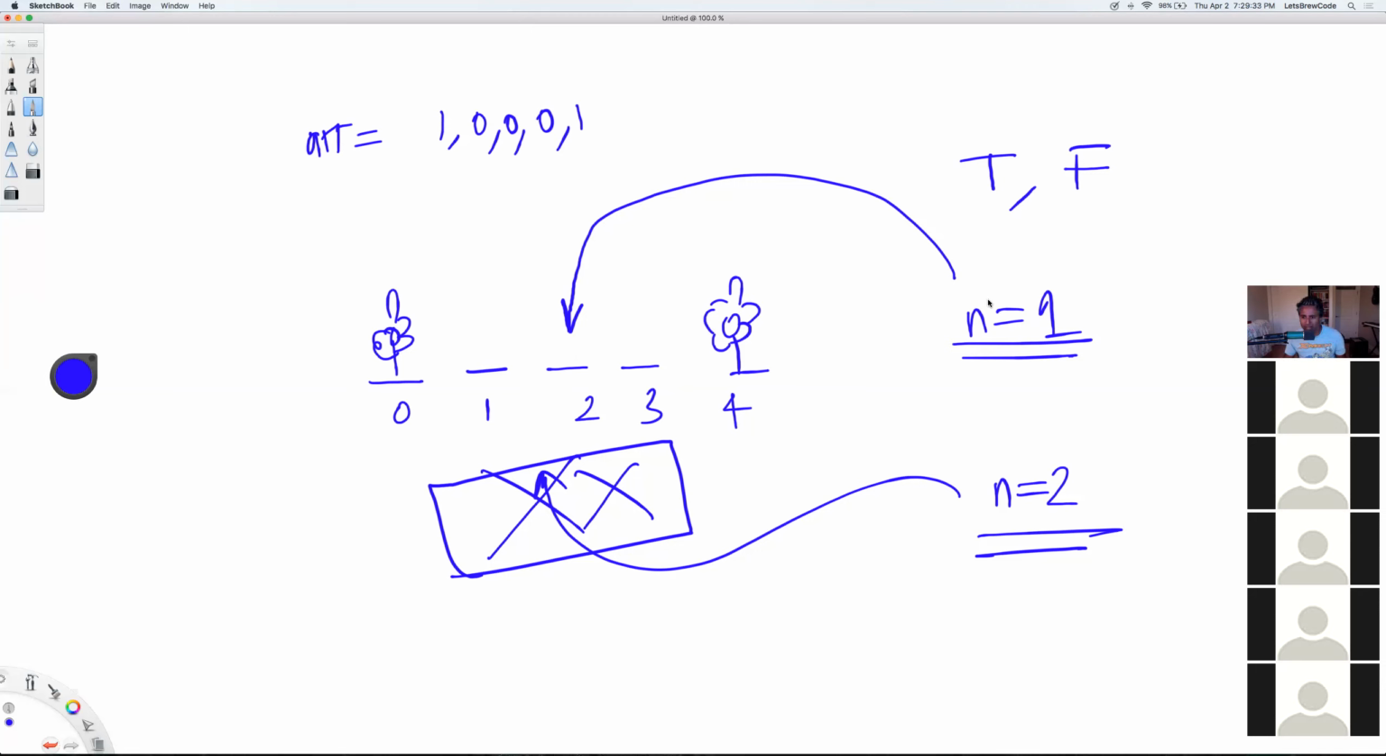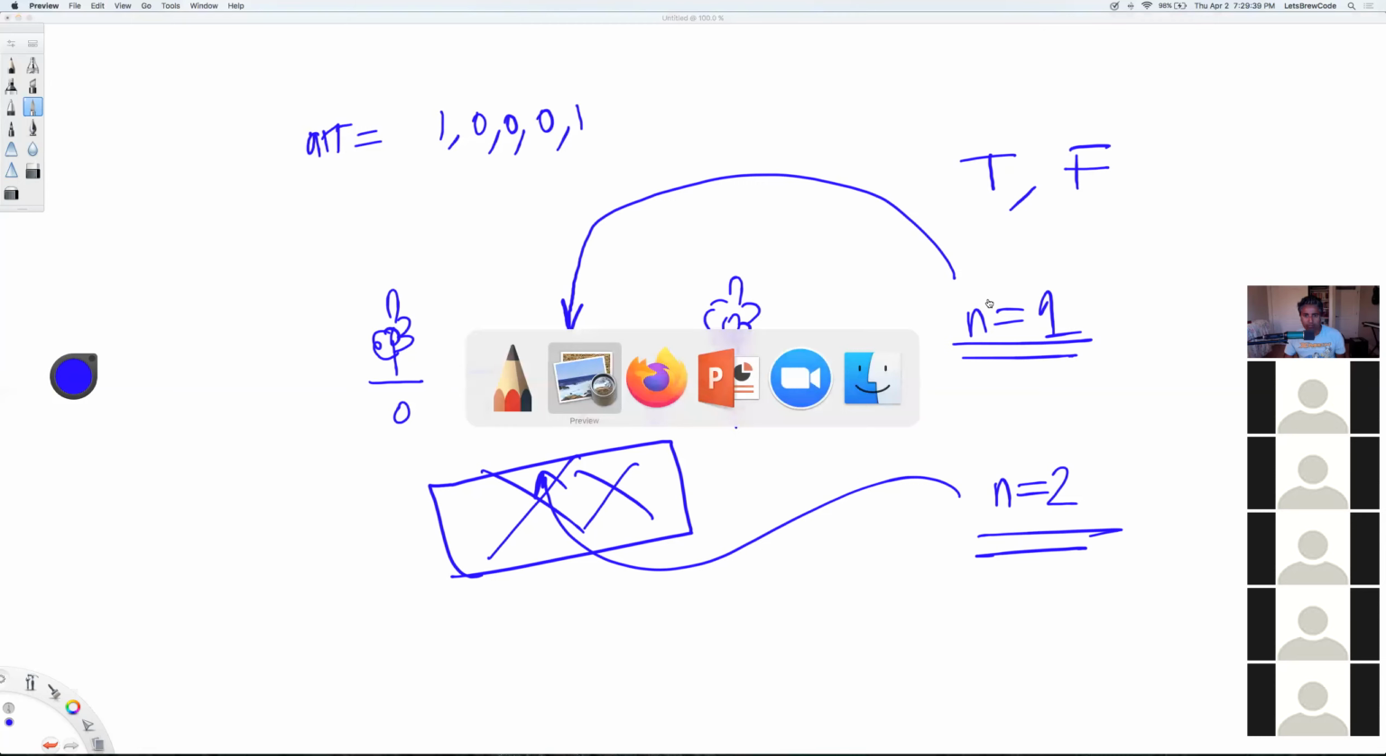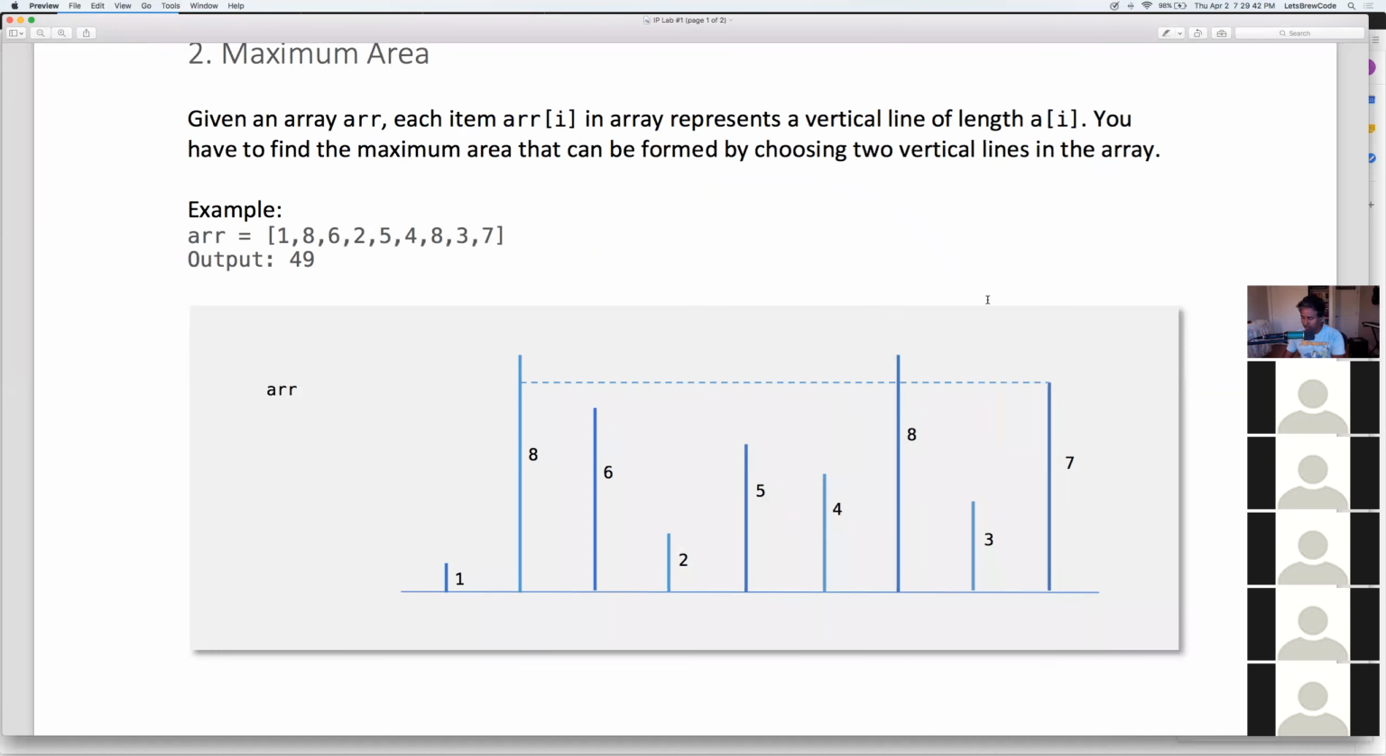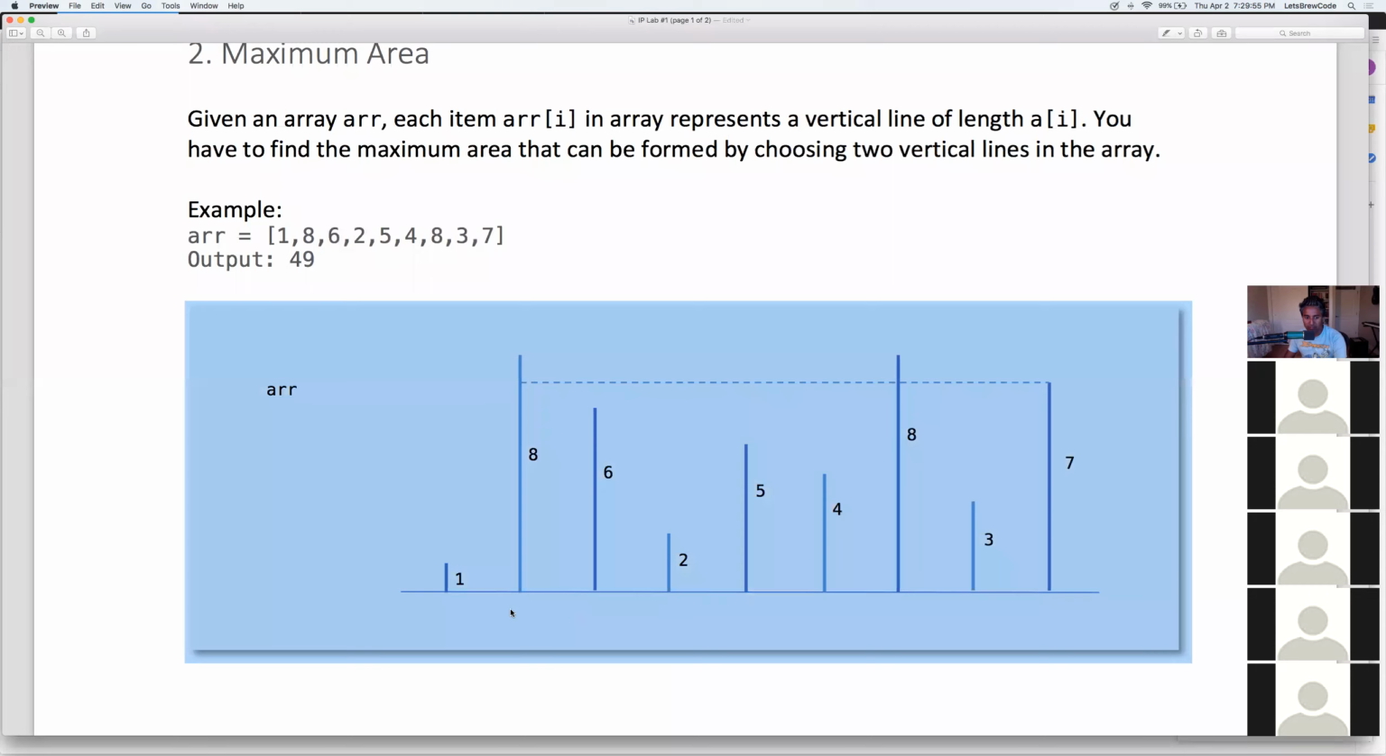Now there's a question on chat that the answer is 8 multiplied by 8. No, that's not the answer. The reason that's not the answer is because if you think of the indexes, then this is 1, 2, 3, 4, 5, 6. So 6 minus 1 is 5. This is the width, right? 5 into 8 is 40. If that is clear.